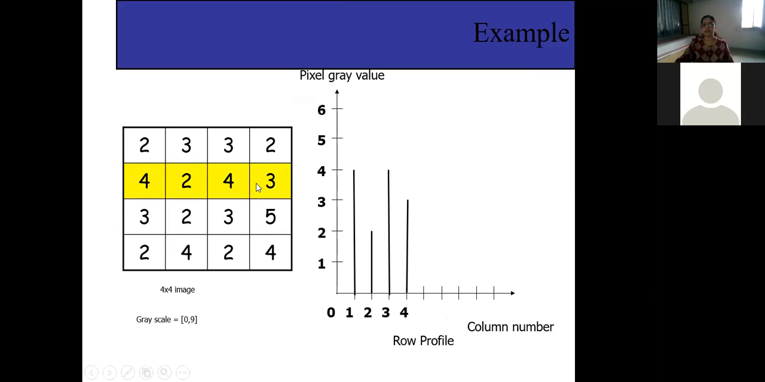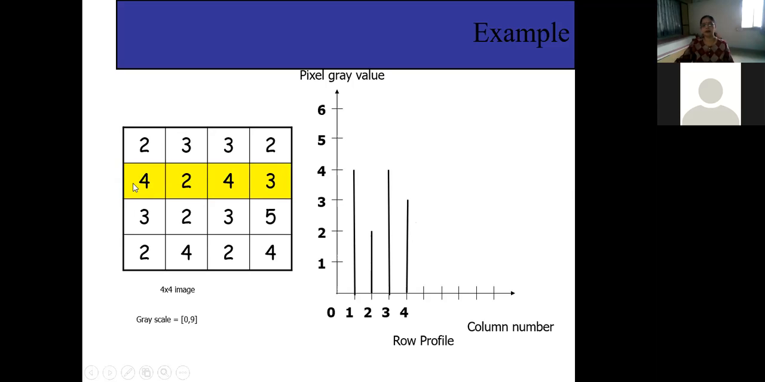This is your second row highlighted here: 4, 2, 4, 3. On the x-axis, you have column number. So this is your first column, second column, third column, and fourth column. For the first column, the second row pixel value is 4, so we get a straight line with amplitude value 4 for the very first column. For the second column, the gray value is 2. This is the third column, and this is the fourth column.